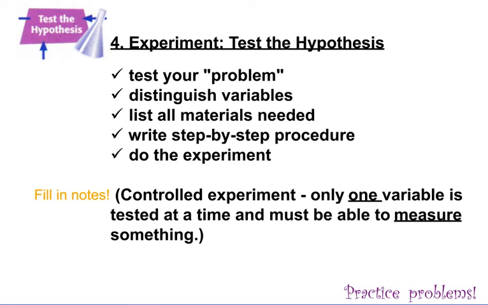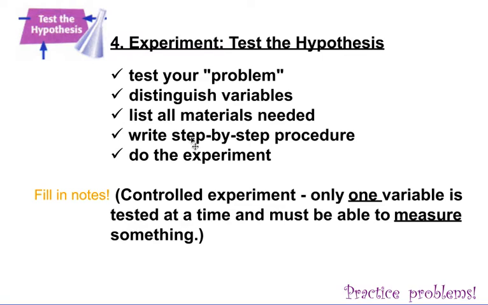All right, the next part of the scientific method, once we have a valid hypothesis, is to do an experiment. And there's several steps involved in doing an experiment. The first thing you have to do, you have to test your problem. So you want to make sure that your experiment addresses your problem. You're going to need to identify what variables you have, and we'll look at that in just a second. You'll need a list of materials for your experiment and a procedure.